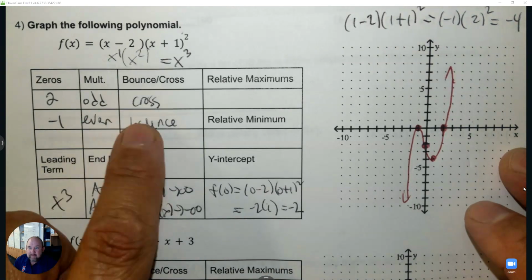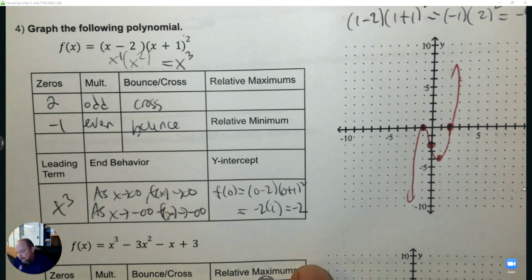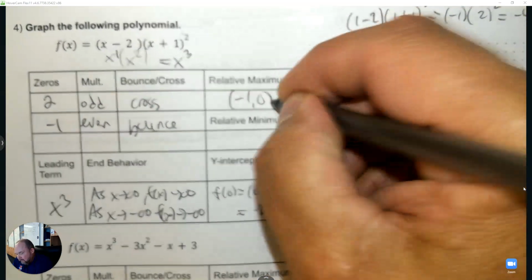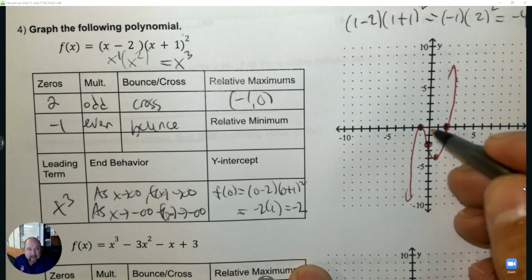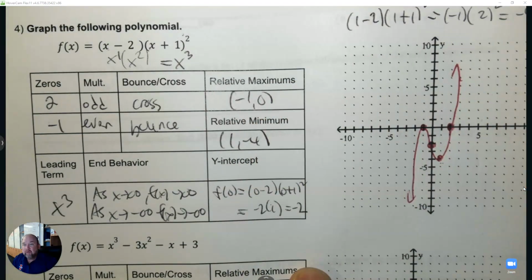So you can see that it bounced at -1 but crossed over at 2. We have a maximum here at -1, 0. And we have a minimum here at 1 and -4. And that's it. All right, there's part 1.